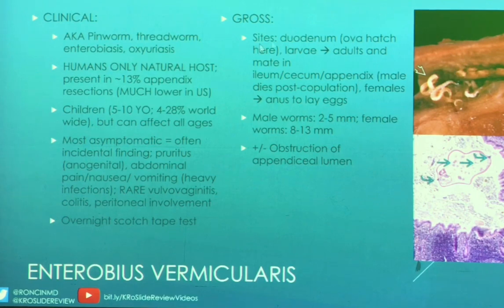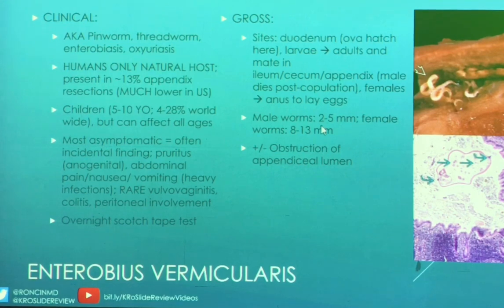So how this occurs is that the ova hatch in your duodenum, and then the larvae eventually become adults, and they go down to your distal ileum, your cecum, and your appendix, and that's where they mate. And the male actually will die post-copulation. So remember how I said if you're capturing worms on the Scotch tape test, those are going to be female worms, okay?